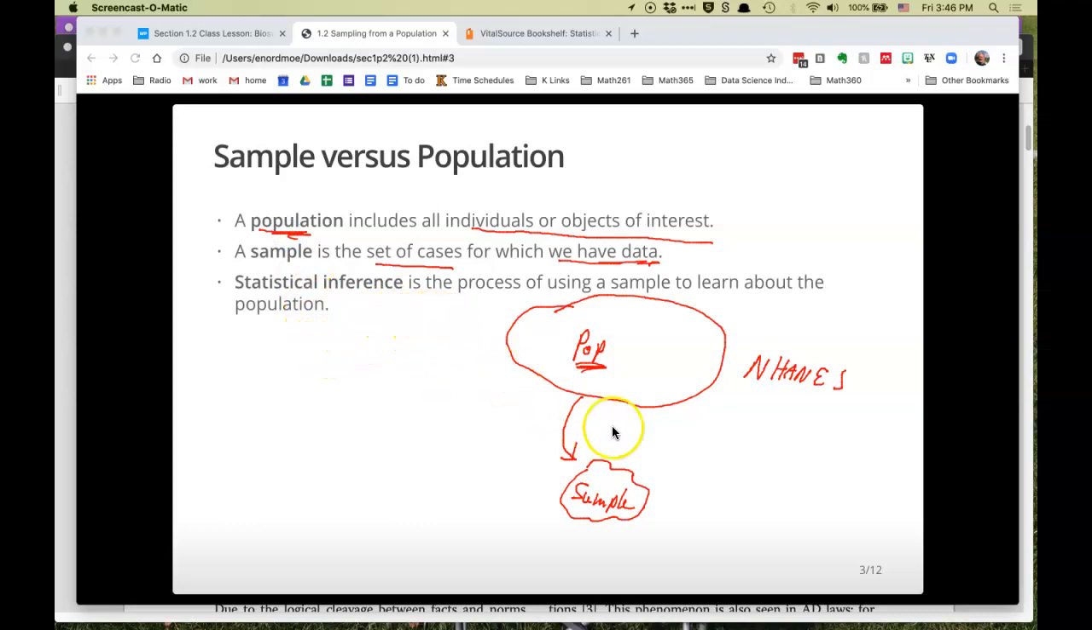Statistical inference is the process of going from the sample back to the population. So that's the idea of statistical inference, going from the sample back to the population. By understanding the relationship between the population and sample mathematically, that gives us some information of what we can say, how we can generalize from the sample to the population. Okay, so let's continue.